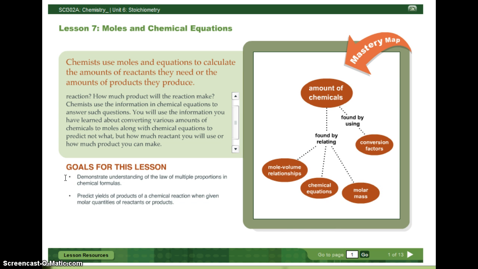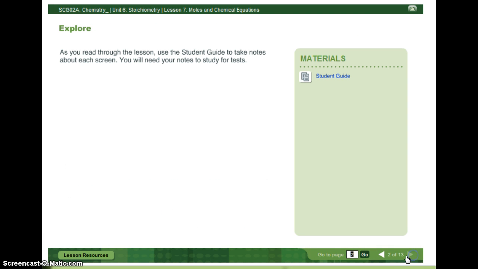Goals for this lesson. Demonstrate understanding of the law of multiple proportions in chemical formulas. Remember, law of multiple proportions talked about the fact that you can't use half of an atom and you always have whole number ratios. And the second goal, predict yields or how much of products of a chemical reaction will be made when given molar quantities of reactants or products. So if you're given 5 moles of something, how much will it make? Again, there's the student guide for you.